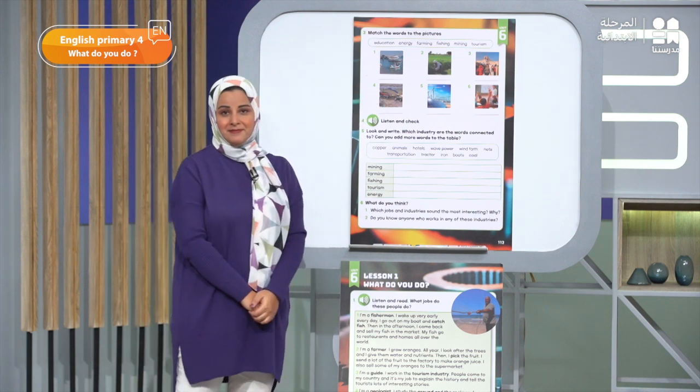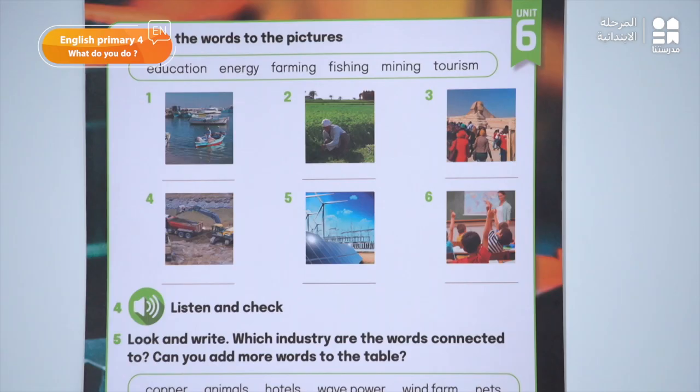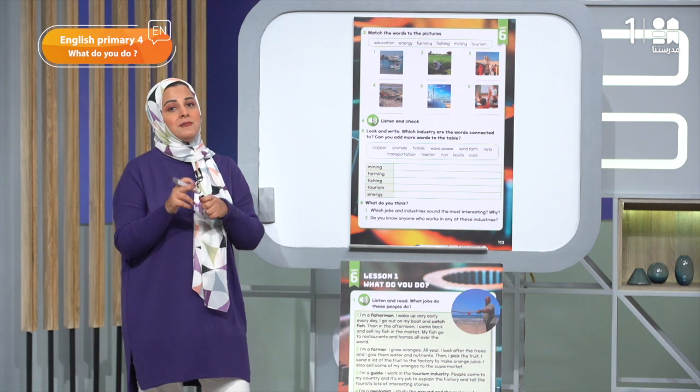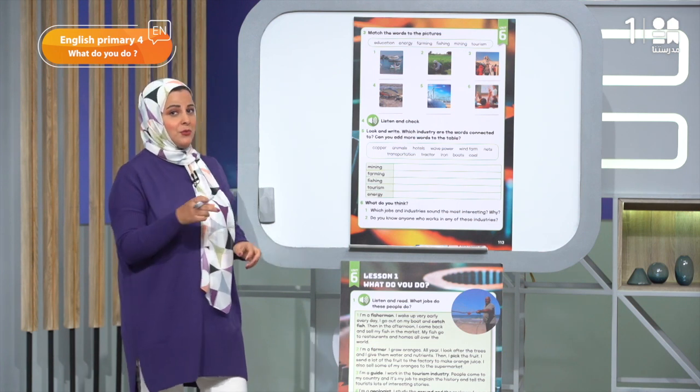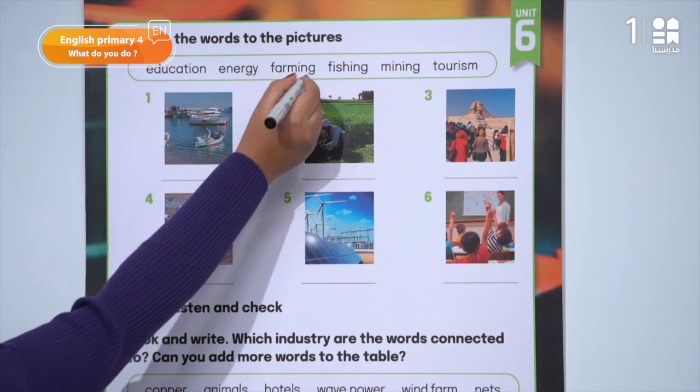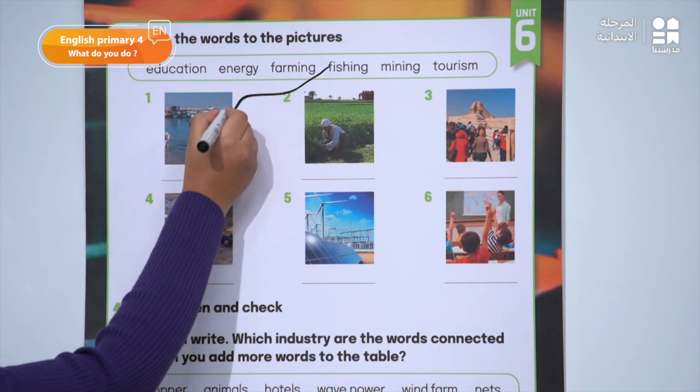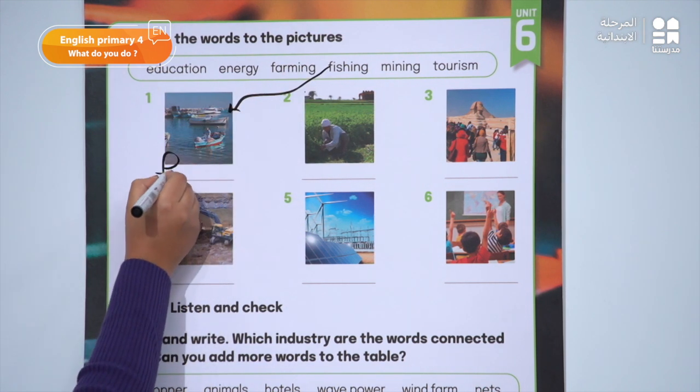Picture number 1. What is it? Very good. Fishing. So don't forget that we need to match the words first and then we write them down. So let's match the word to the picture. So we have fishing here. We will match it to the picture and we will write it down, fishing.